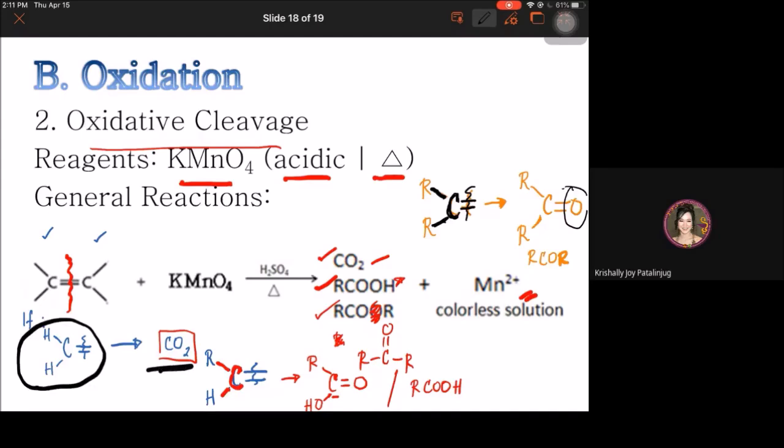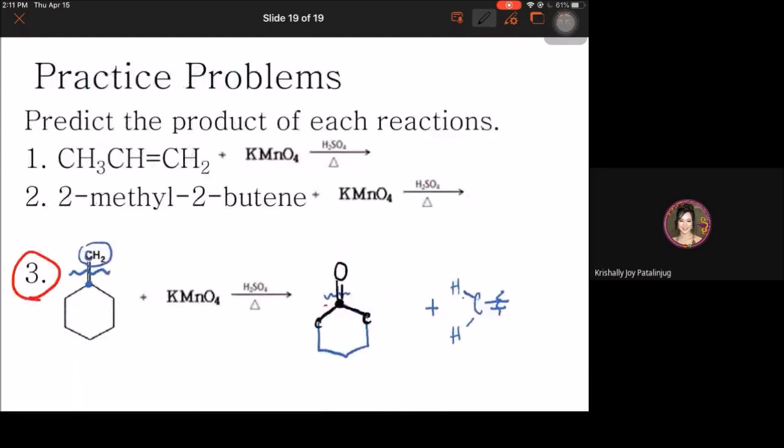It becomes CO2, because hydrogen is highly oxidative. Any R group is not prone to oxidation, so it is simply retained. But when there is hydrogen attached to that double bond carbon, it automatically becomes oxygen because it is highly prone to oxidation. Okay, let me answer number 2.